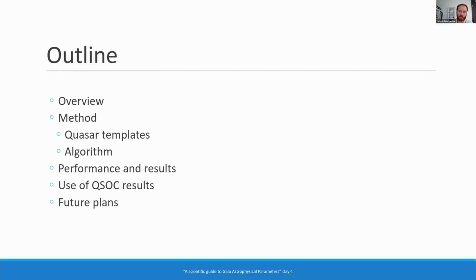In order to better use the results of QSOC, I think the best way is to understand how it works. So I will describe the method I used. In this method, I'm using quasar templates, so I will describe how I'm building them and how I use these templates. There will be a performance and results section, a recommendation on how to properly use the QSOC results, caveats and so on, and a future plan for the fourth and fifth Gaia data releases.